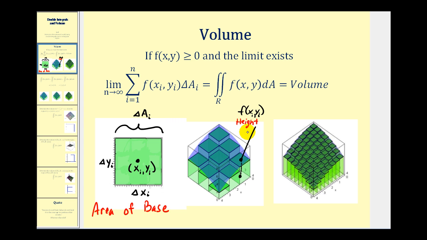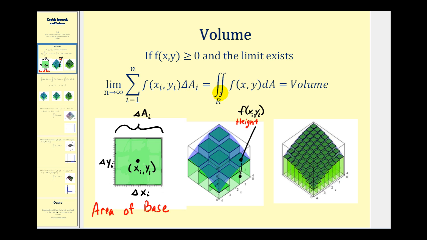And of course, as we know from Calc 1, if we approximate the volume under this surface with more and more boxes, we will approach the volume underneath the surface. So this infinite sum here represents the volume of those boxes. Again, this is the area of the base, this would be the height, and as the number of boxes approaches infinity, we're approaching the volume under the surface.